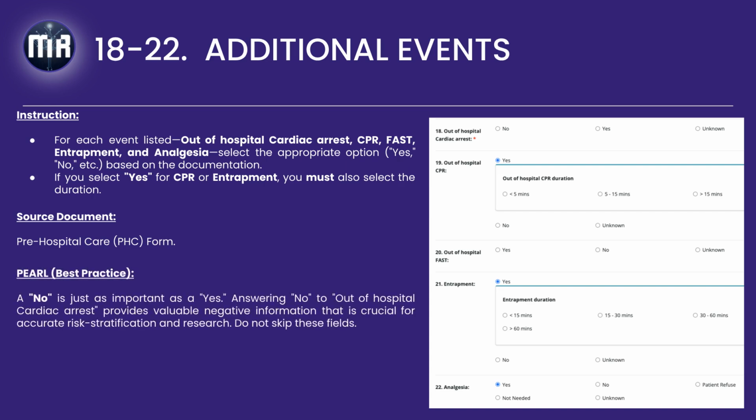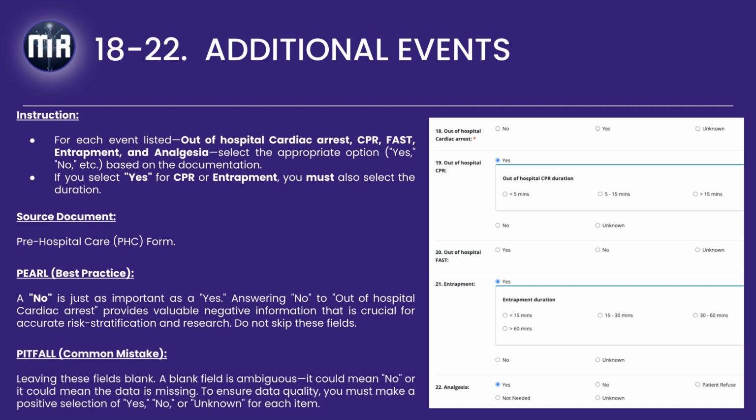The pearl, or best practice for this final group of fields, is to understand that a no is just as important for data quality as a yes. For example, positively selecting no for out-of-hospital cardiac arrest provides valuable negative information. It confirms for researchers and auditors that the patient did not suffer this specific complication, which is crucial for accurate risk analysis. Therefore, do not skip these fields.